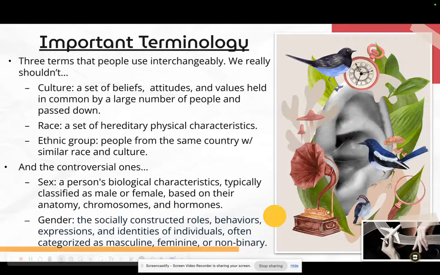Now, last slide for today. And I know it looks pretty busy. There's a lot going on here. But there are some important terms I want to get out of the way and define now, because they sit in the background of everything that we're going to talk about throughout this.